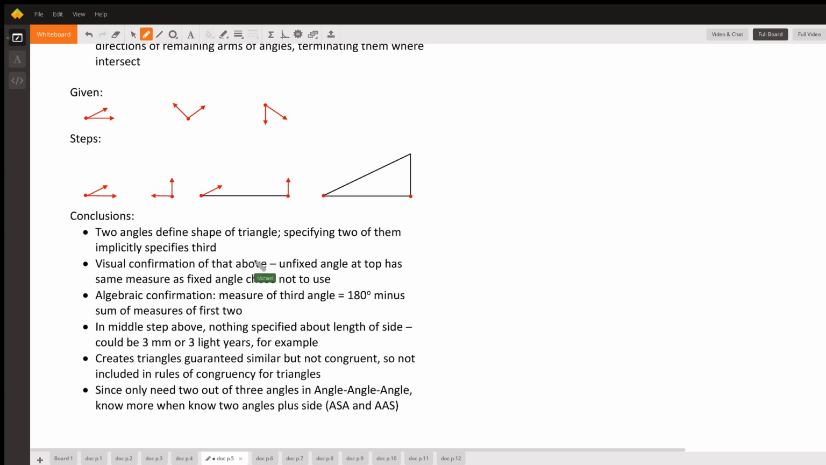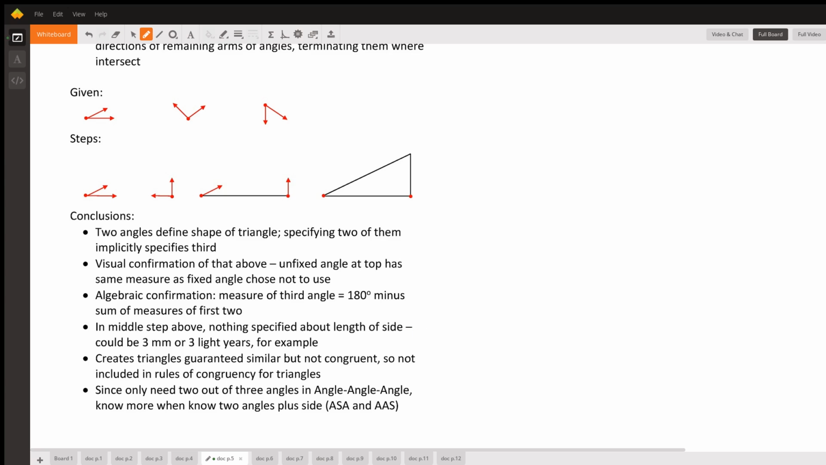Now, in this middle step here, we did not say anything about the length of this side. It could be 3 millimeters, it could be 3 light years. So this triangle could be any size, basically. So that's why this particular thing, angle, angle, angle, produces triangles that are similar, but not that you can trust to be congruent. So this one doesn't make the cut for those rules. It's not in the list for those rules.